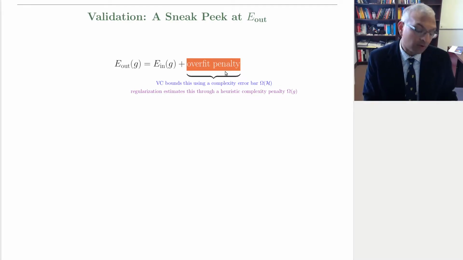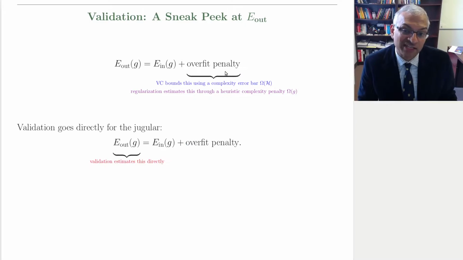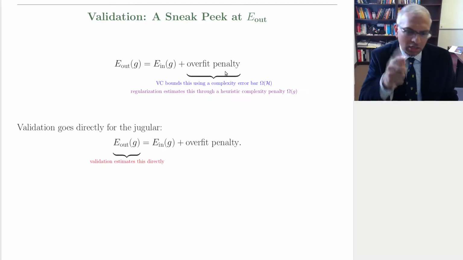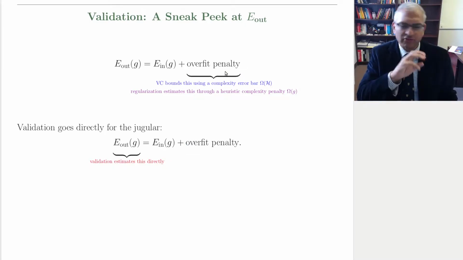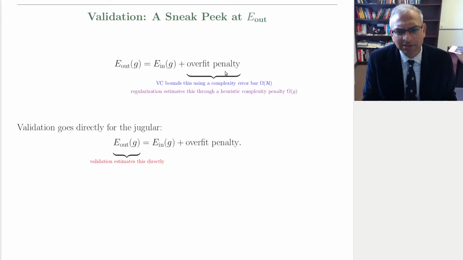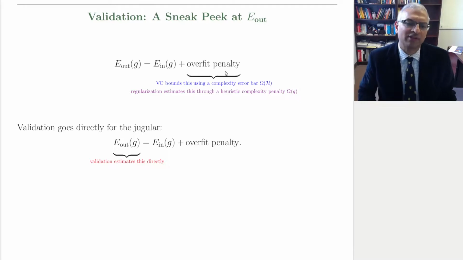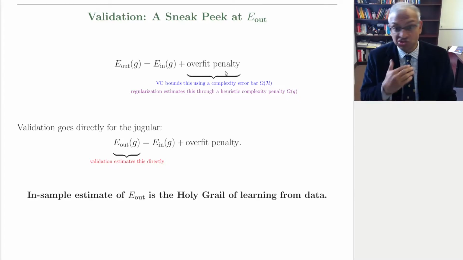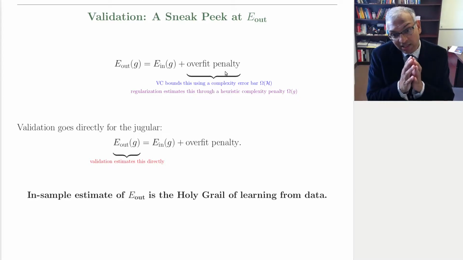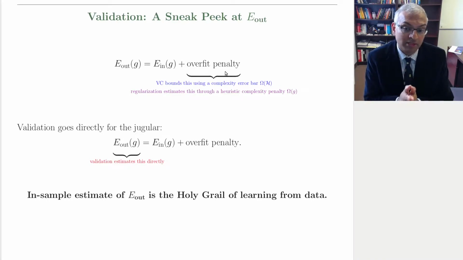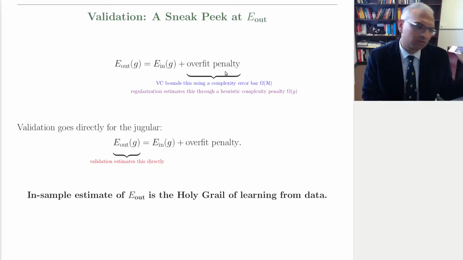Now what does validation do? It just goes all out for the out-of-sample error and says, forget about estimating an overfit penalty. Let's just try to estimate the out-of-sample error directly. That's what validation does. Now in general, bear in mind that if we can get an in-sample estimate of the out-of-sample error, that's really the holy grail of learning from data. If we can do that, we've solved the first step of machine learning, the E in to E out. We don't need E in to E out because we've got E out, and we can directly look at E out.